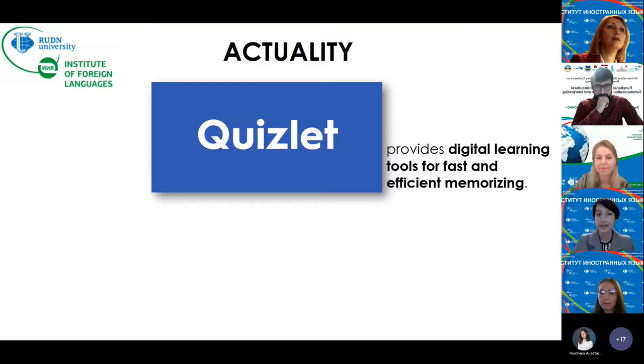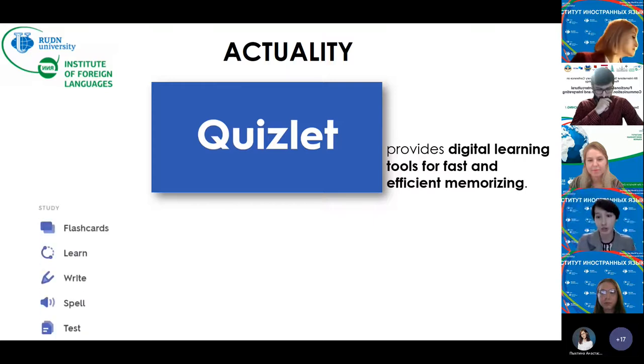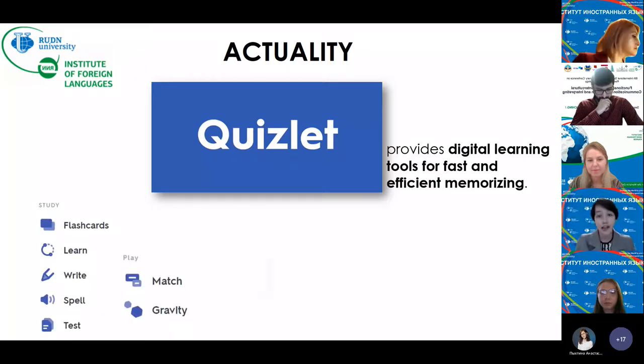Tools that are currently being used in e-learning have also been investigated. The results of the investigation show that students who implement Quizlet achieve better results at memorizing and retaining new vocabulary than those who do not use this application. Quizlet is a free web-based platform that provides digital learning tools such as flashcards, games, and study modes.